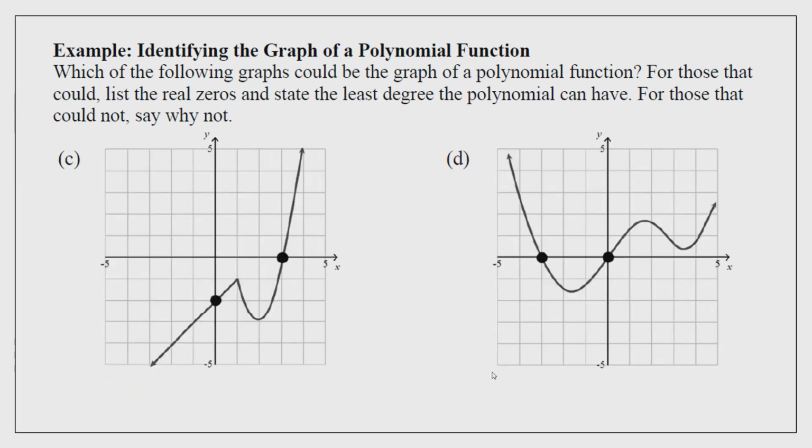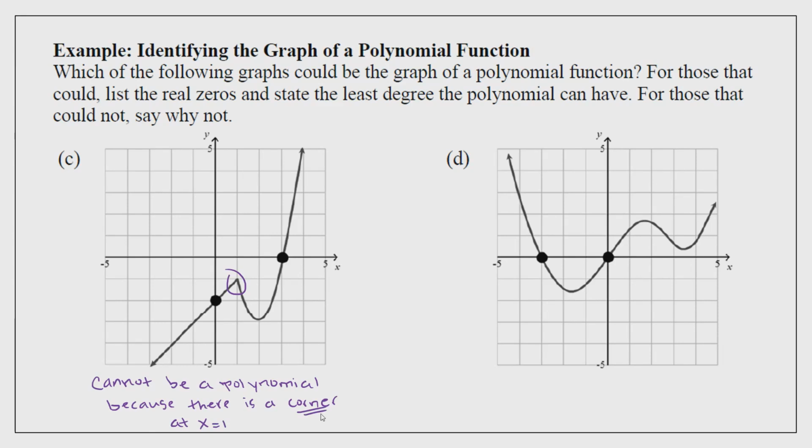Let's do 2 more. All right, C. Well, C here has a sharp corner. So this cannot be a polynomial because there is a corner at x equals 1.